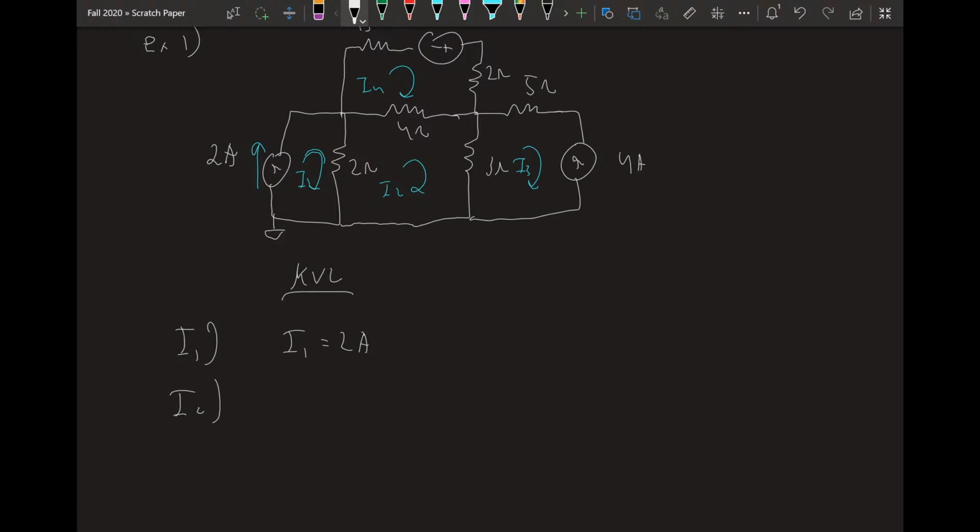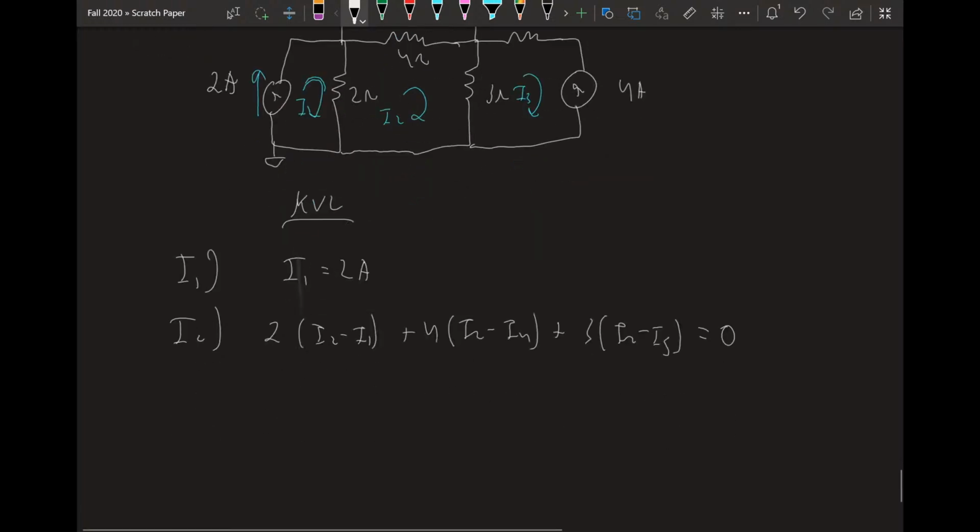Write an equation for I2. Looking at I2, let's follow it. Let's look at the 2 ohm resistor first. 2 ohms times I2 minus I1, because they're opposing each other on that side. Now let's look at the 4 ohm resistor, plus 4 times I2 minus I4. The 3 ohm resistor, I2 minus I3. This equals 0, right?